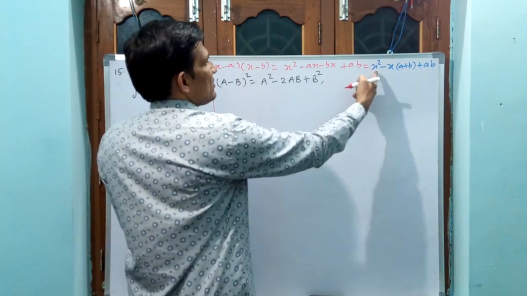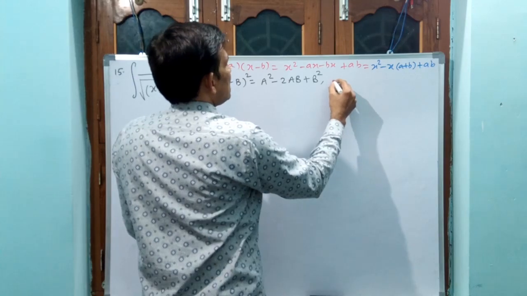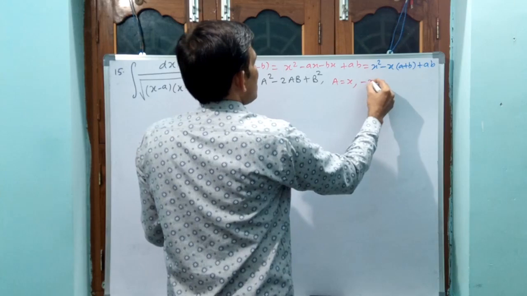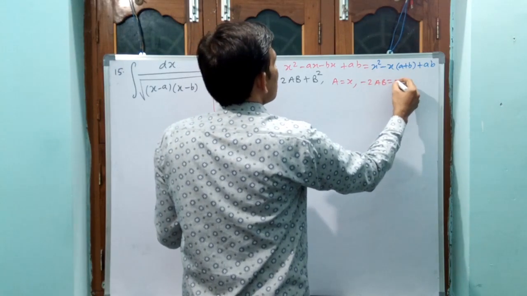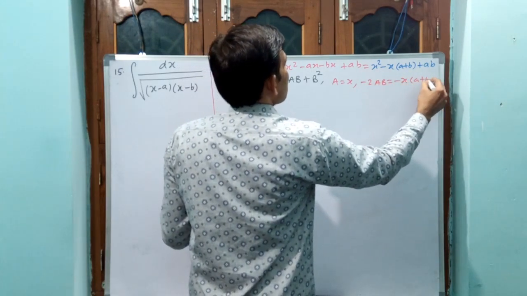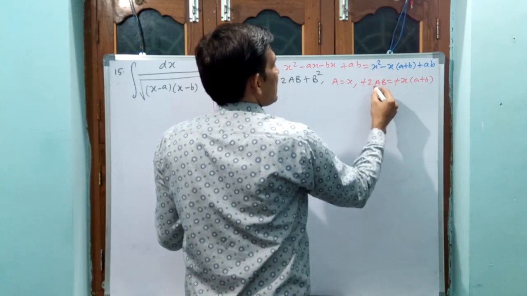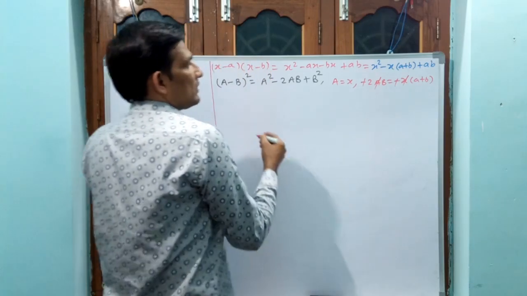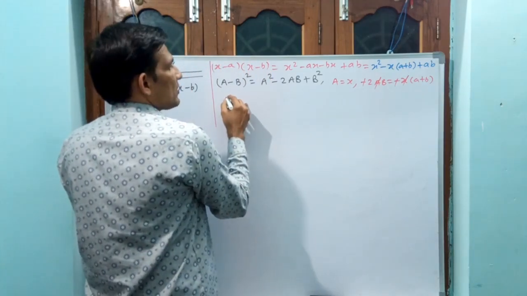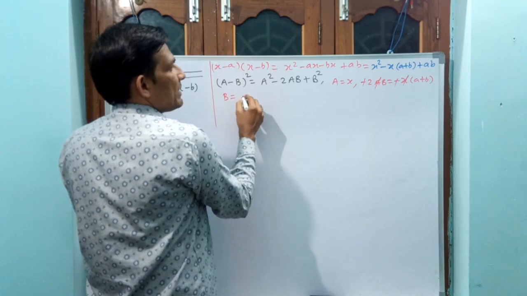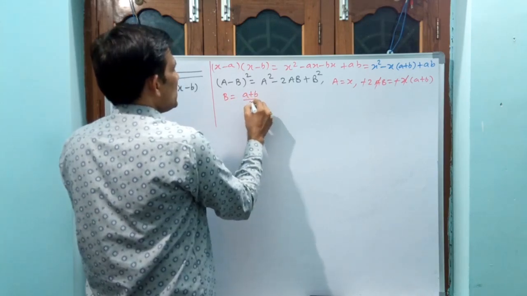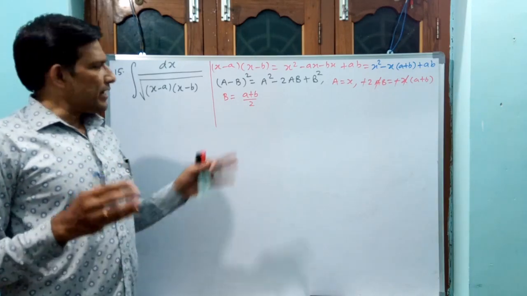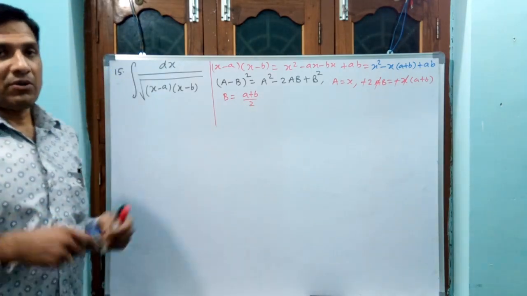That means by seeing this equation, capital A will be x, and minus 2 capital A B is equal to minus x into (a plus b). That means minus minus, and A is x, so x and 2 get cancelled. Then capital B will be (a plus b) by 2. See how it is coming. This is not a figure, not a number. (a plus b) by 2 is a constant.